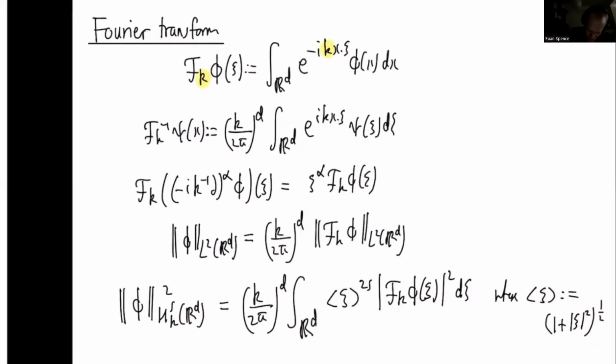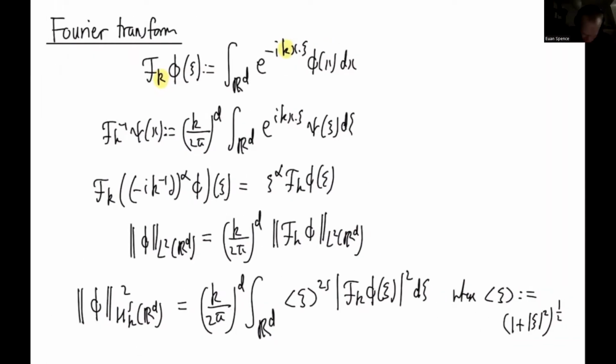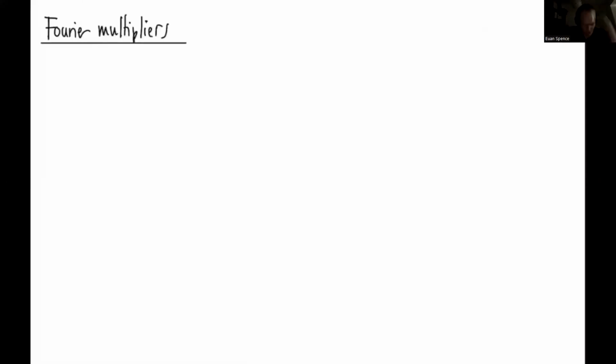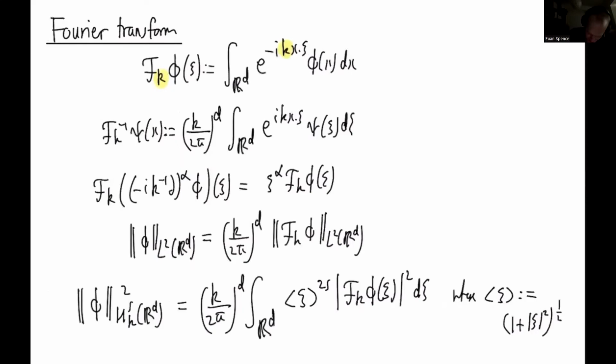Right. So these are these facts about the Fourier transform. Now let's define a Fourier multiplier. Okay, and so actually, sorry, I'm getting excited and getting ahead of myself. I want to just introduce some notation.